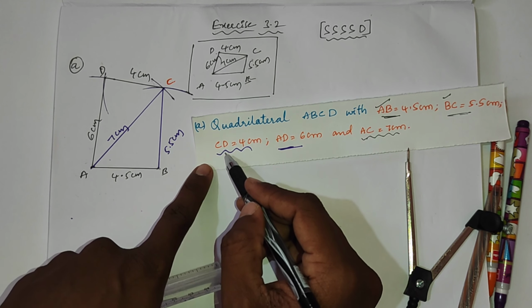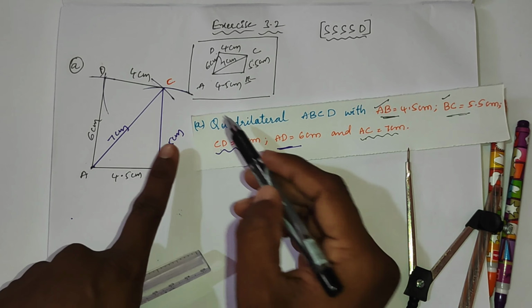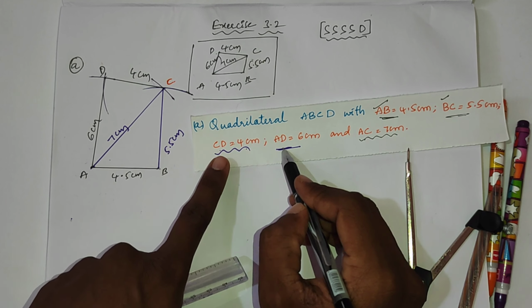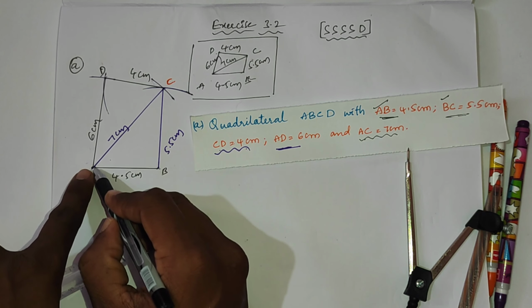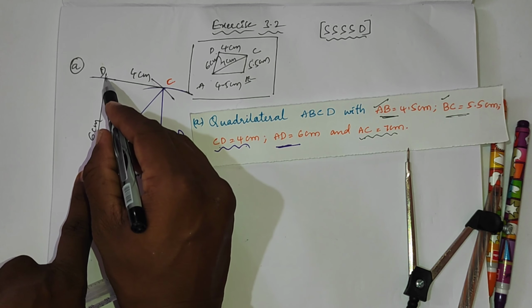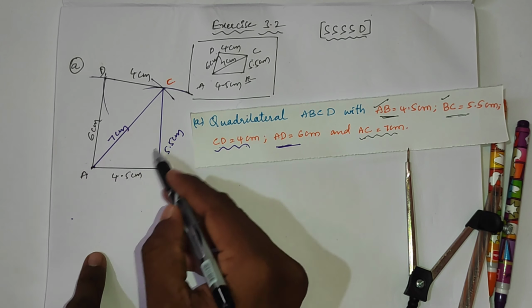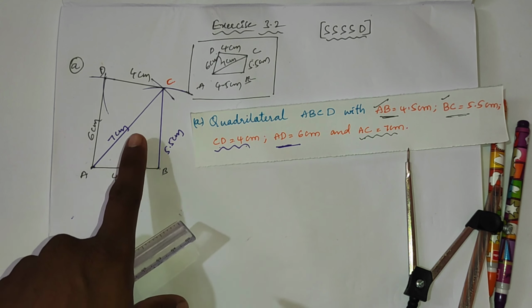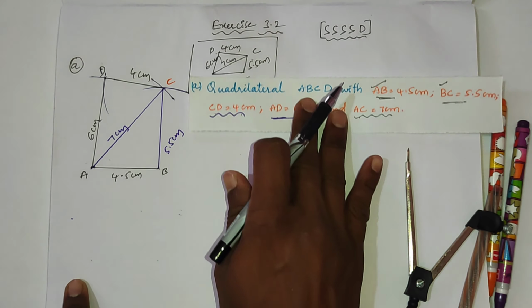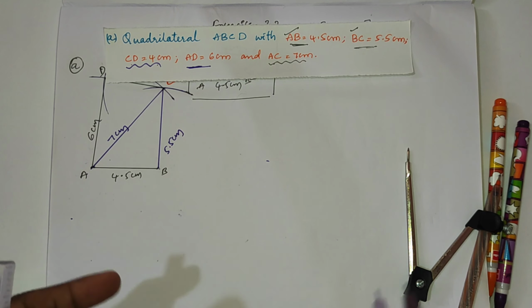Now we construct the CD arc. Measure 4 centimeters as the radius, take C as the center and draw an arc. Then the last one, AD, 6 centimeters: take A as the center, 6 centimeters as the radius, and cut that arc. We will get an intersecting point; name it D. Join A to D and C to D, and we get the quadrilateral ABCD. This is the first question of 3.2. Then the second one.